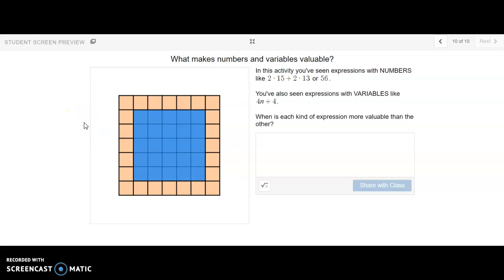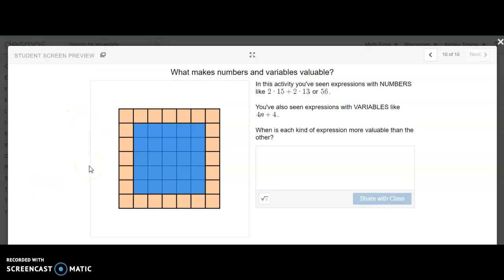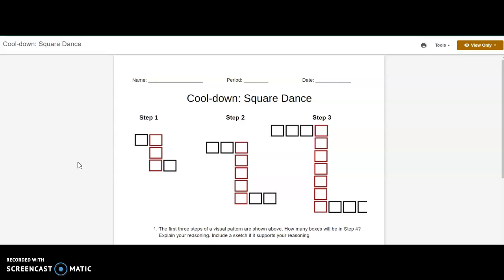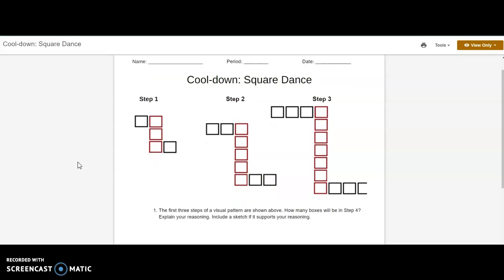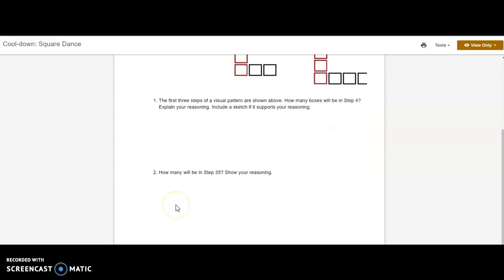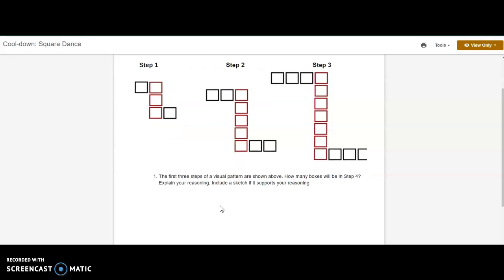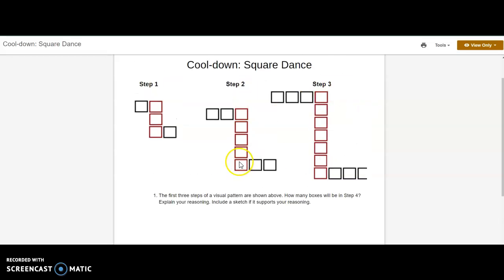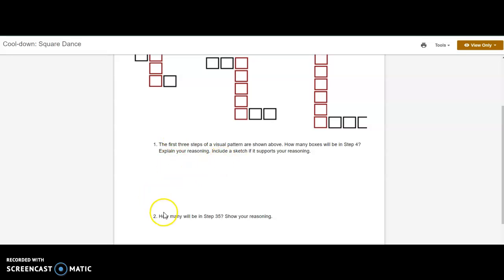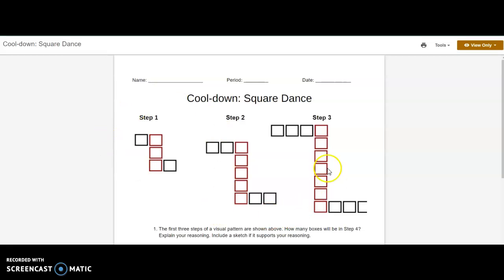Once you're finished with it, you're going to go into your Summit and do cool down number 2. Once you open cool down number 2, it looks something like this. It's similar to what we've been dealing with. You're going to answer this question, and there are only 2 questions for it. Make sure that you're explaining your reasoning, my children, and including a sketch if it helps support your reasoning. If you want to sketch out the next step, or the next 3 steps, and what step 35 would be, use our formula. Go ahead and get started, and if you have not finished checkpoint 1, make sure you do checkpoint 1!